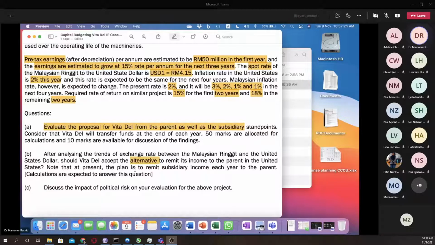Okay, so instead of transferring every year, should they transfer everything at the end of year 4? Note that at present the plan is to remit subsidiary income each year. So the current plan is to transfer subsidiary income each year, but the alternative plan is to transfer everything at the end of year 4. Okay, so we need to do calculation to show that. Discuss the impact of political risk on your evaluation of the above project.